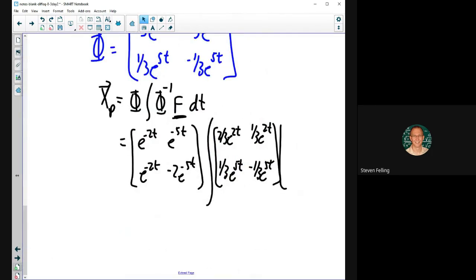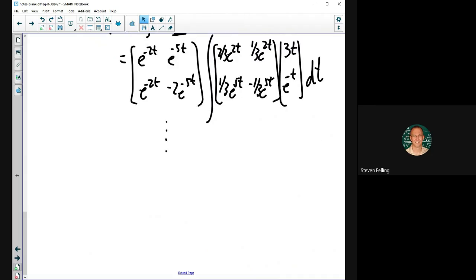We have 3t e to the negative t. And we're going to first multiply these matrices together and then do an antiderivative. Okay, so I'm going to just keep copying this down. I'll just put a dot here because we just let that copy down. But let's go ahead and multiply these two things together.